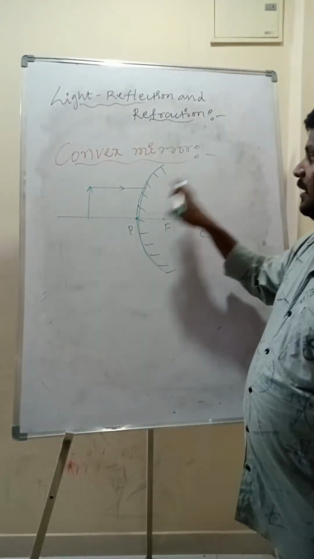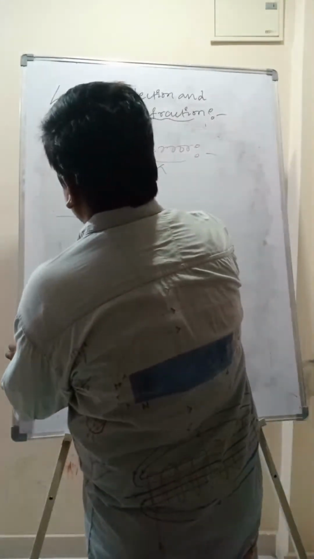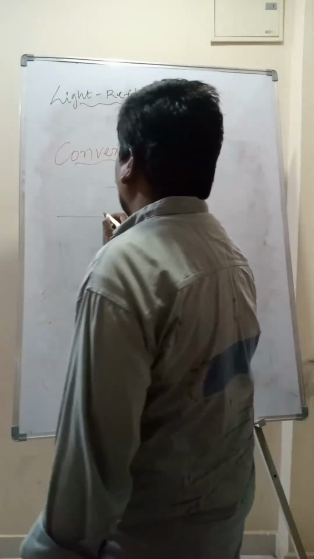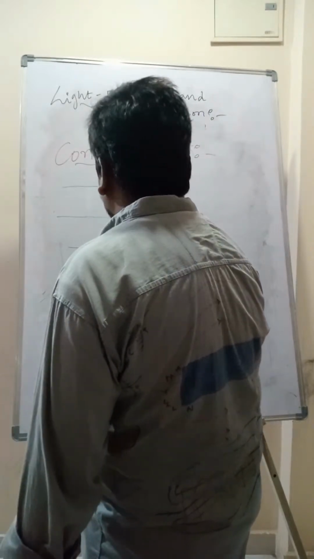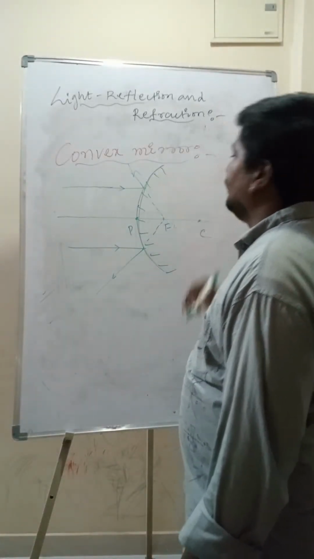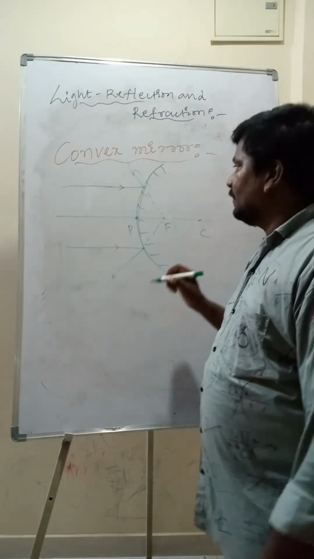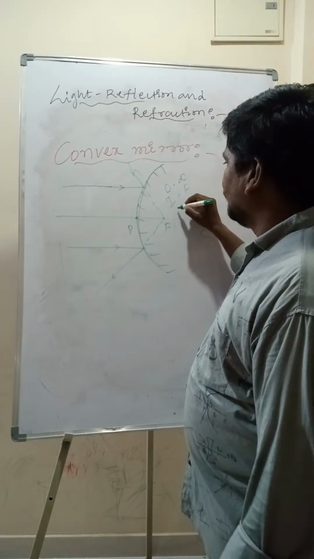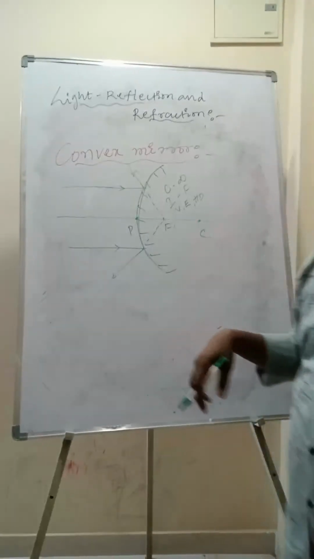If the object is at infinity, infinity means parallel lines, so I am taking the parallel lines. After that it will be reflected, and if we extend these reflected light rays, they meet at focus. So object at infinity, image will form at focus. Nature of the image is virtual, erect and highly diminished, because a point-size image forms at focus.